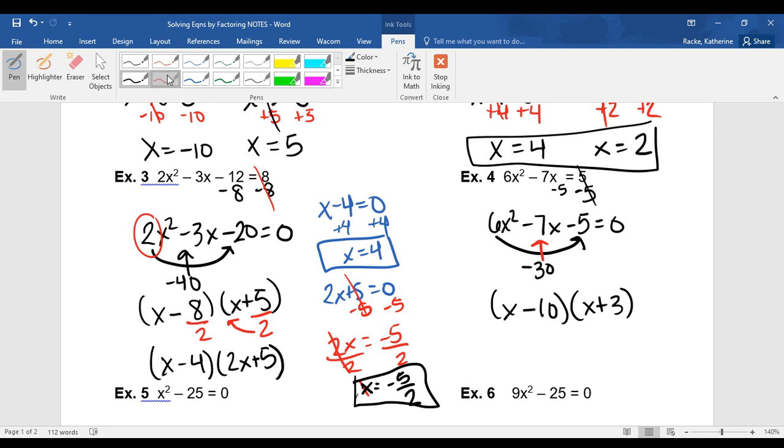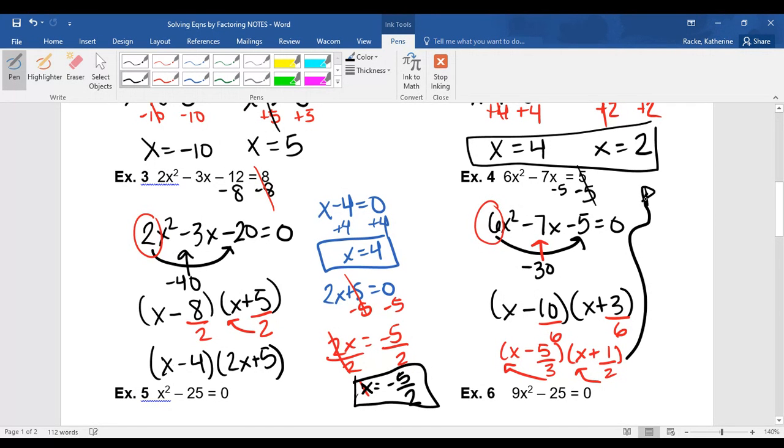Now I can't forget to divide by my a value, so divide by 6. Divide by 6. I need to reduce both of my fractions, so x minus 10/6 reduces to 5/3 and x plus 3 divided by 6 reduces to 1/2. Then I'm going to have to slide these bottom fractions in front, so it becomes 3x minus 5 and 2x plus 1.